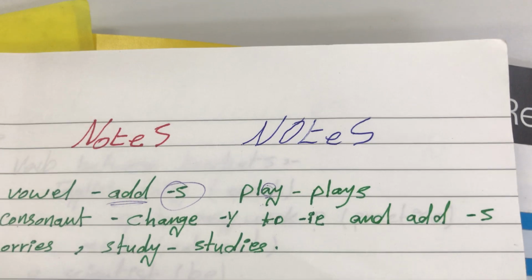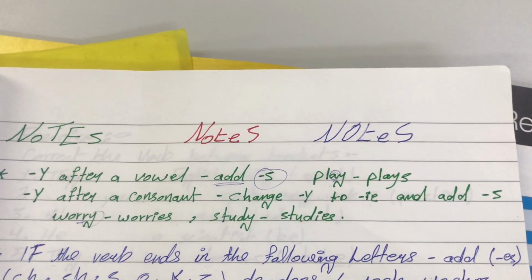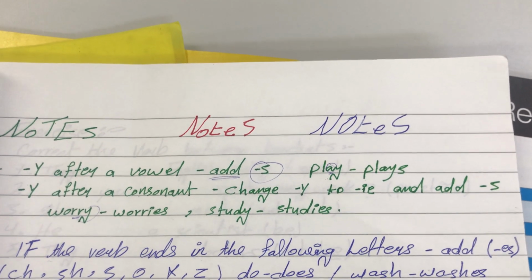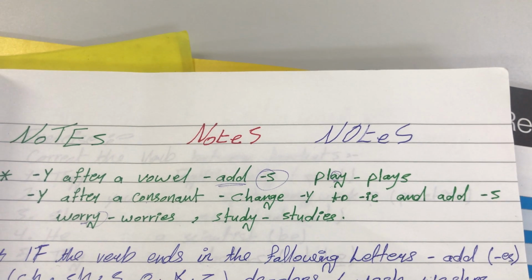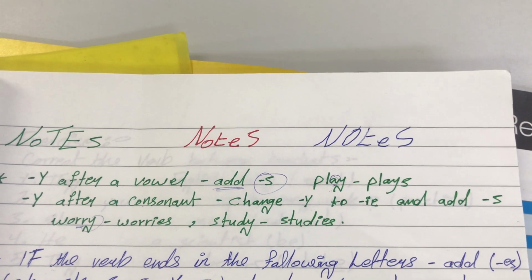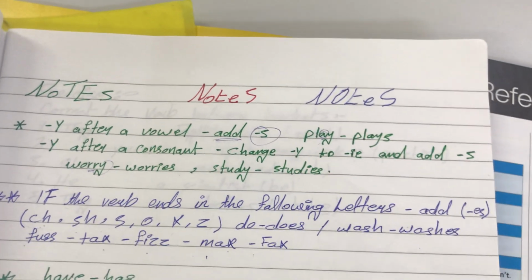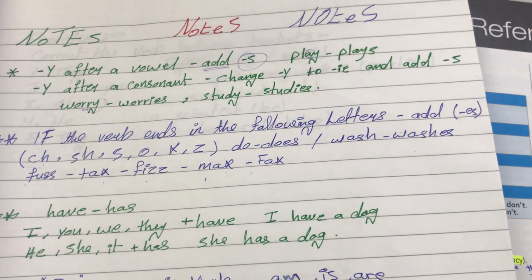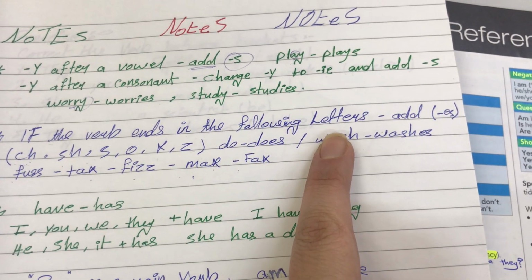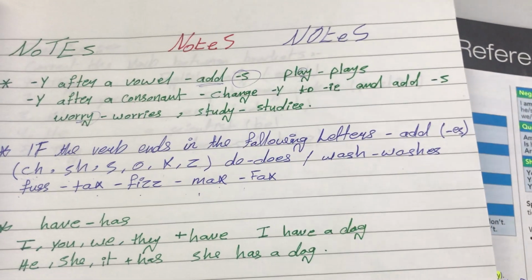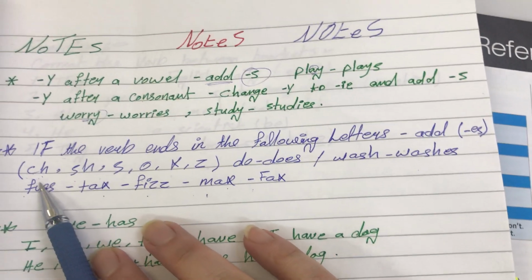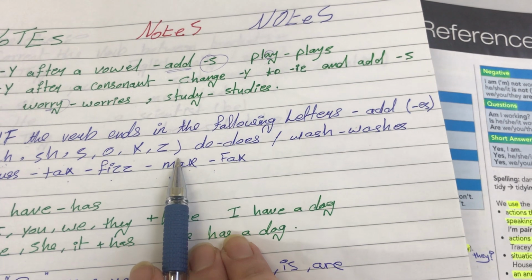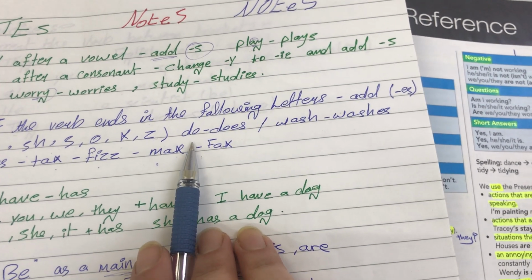Such as play, plays. If the Y comes after a consonant, we change the Y to I and we add ES. So it becomes worry, worries, study, studies. Note number 2. If the verb ends in the following letters, we add ES. What are those letters? CH, SH, SS, X, Z. Such as do, it will become does.